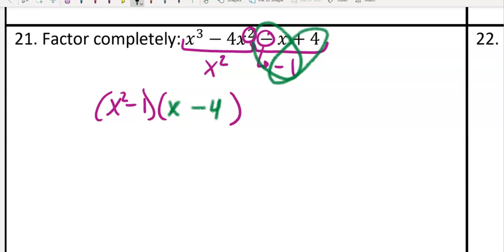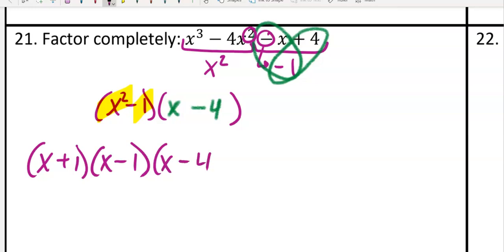Now, are we done here? No, we are not. So here we have x squared minus 1, which is a perfect square minus a perfect square because the square root of 1 is 1. So this can be a difference of squares, which ends up being x plus 1 times x minus 1. Just bring down that x minus 4. And now we have fully factored, just like it said, factor completely.